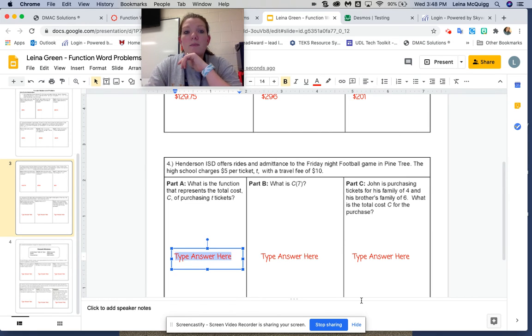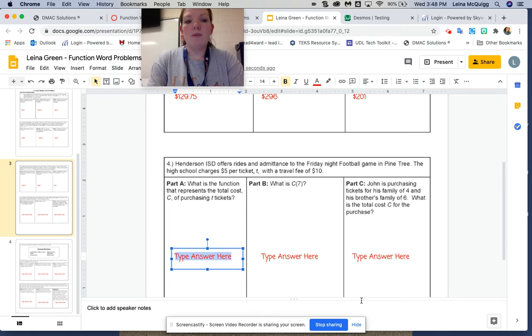So we decide we're going to charge $10 per group that's going, right? So you decide, I'm going to get with my friends. We're going to purchase them together so that we only have to pay that travel fee one time instead of all of us paying it. And then we have to pay $5 per ticket. So we each have to have a ticket, but if we go as a group and order them together, then we only have to pay the travel fee one time.